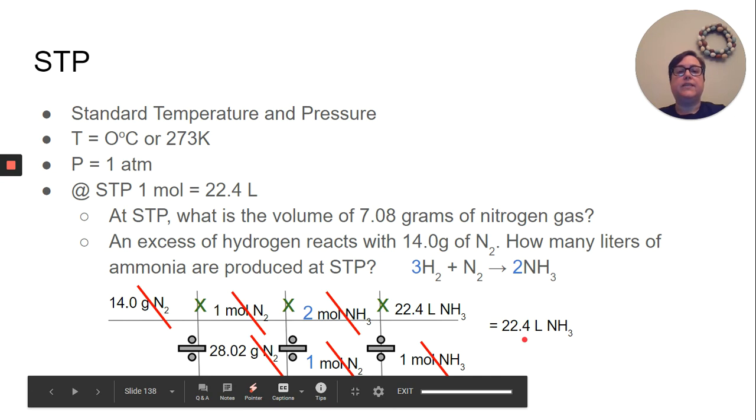We used 3 significant figures because our mass had 3 significant figures. Our given had 3 significant figures. Now, it's just a coincidence that they're both 22.4. Just because this is an answer of 22.4 does not mean that's the answer every time. It just happens to be the same answer.